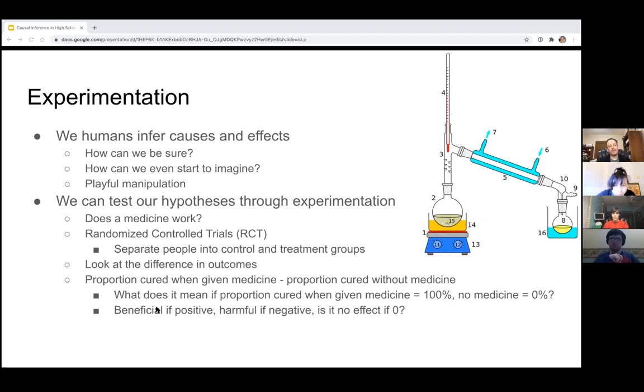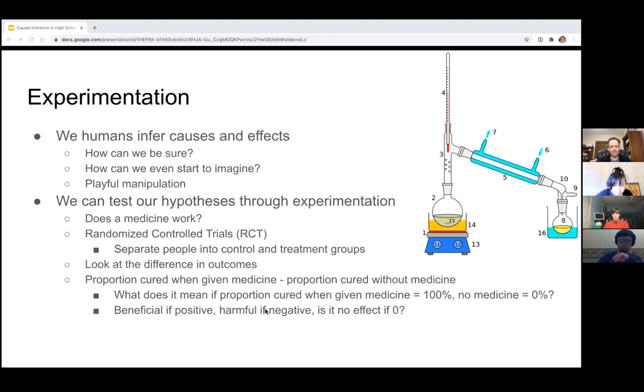Here's an interesting question, and here's where RCTs falter or have some limitations. I've got to go fast, but if this difference is positive, that means the proportion cured when given the medicine is bigger than the proportion cured without taking the medicine. That's good. If you're faced with this disease, you'll probably want to take the medicine. And if this difference is negative and you're faced with this disease, you should probably stay away from the medicine.